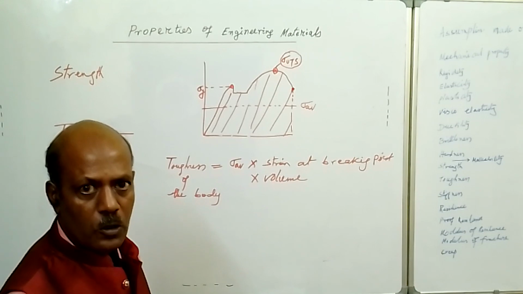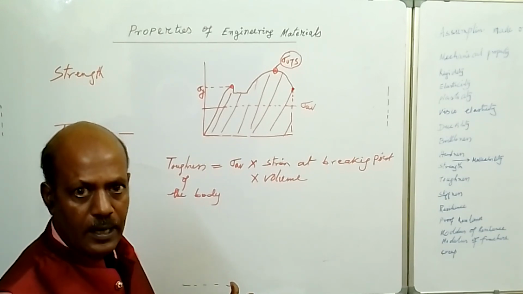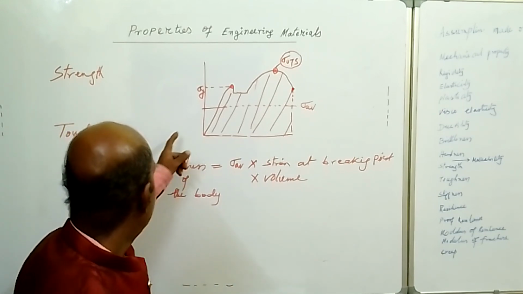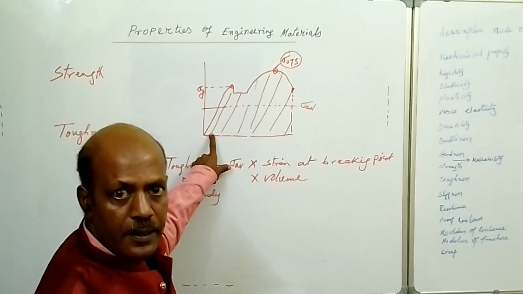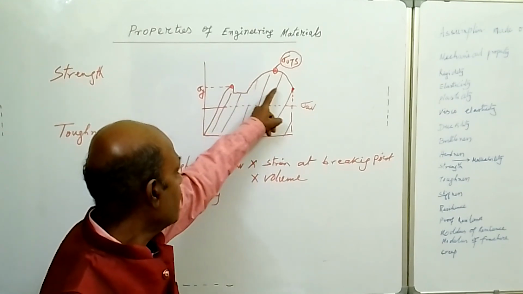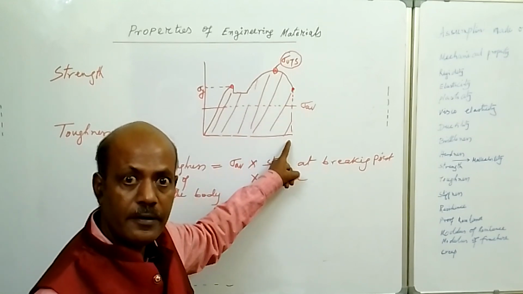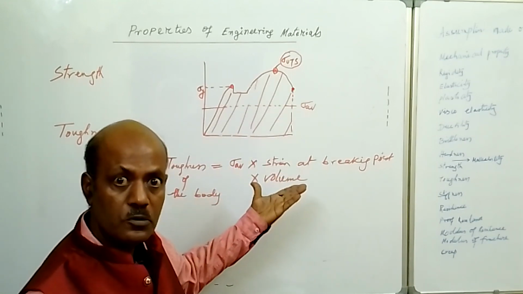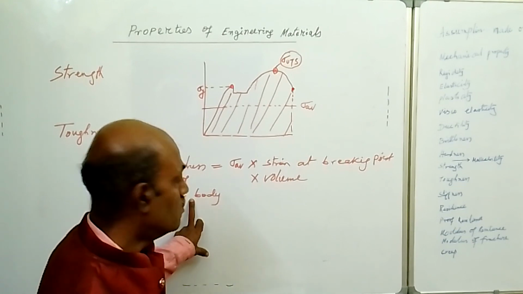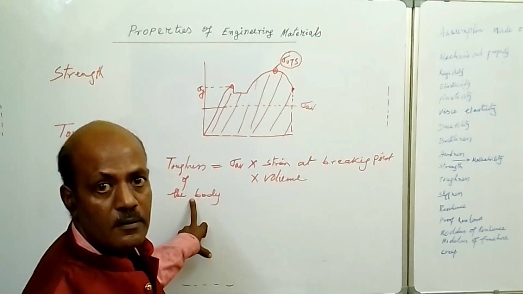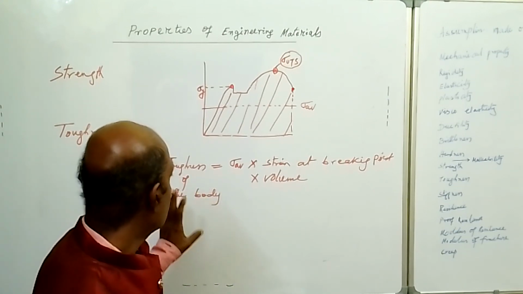It is the shock load carrying ability of the body, and it is given by the area under the stress strain curve up to the failure point per unit volume. If we multiply with volume, then this will give you the toughness of the body.